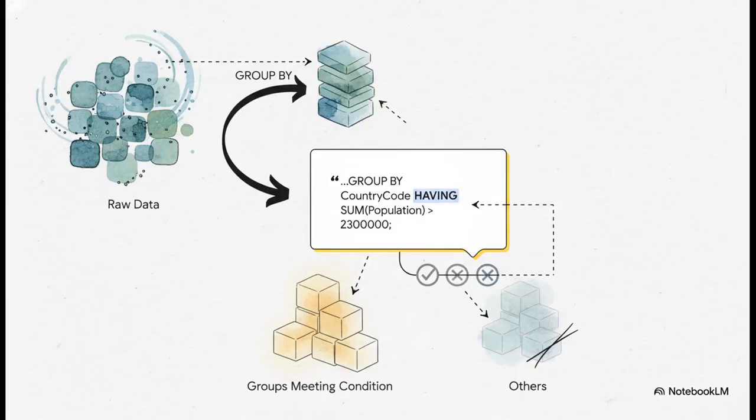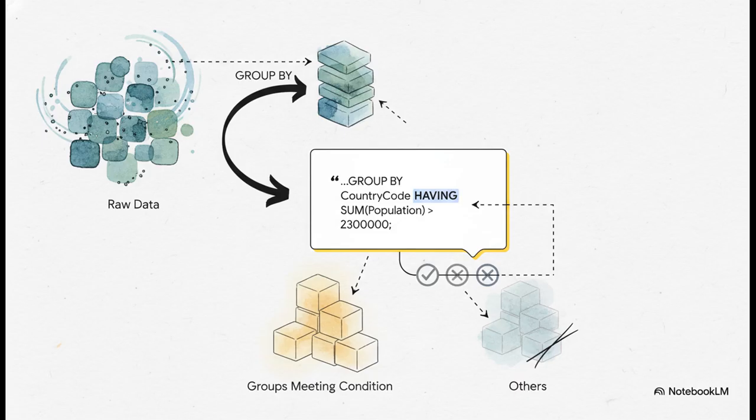The key here is to realize that our filter, that sum of population number, doesn't even exist until after Group by has finished its job. You can't filter on a number you haven't calculated yet. That's why we need having. It patiently waits until all the summaries are done and then asks, okay, out of these final results, which ones pass my test?